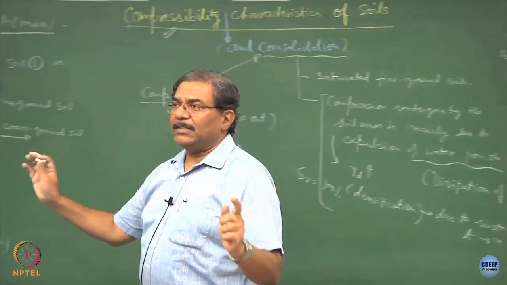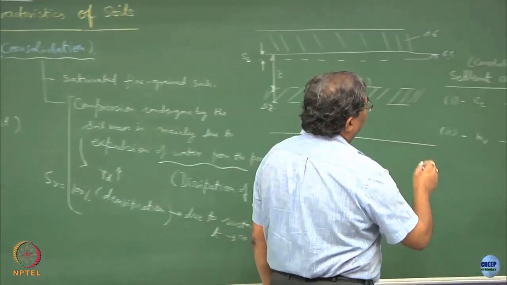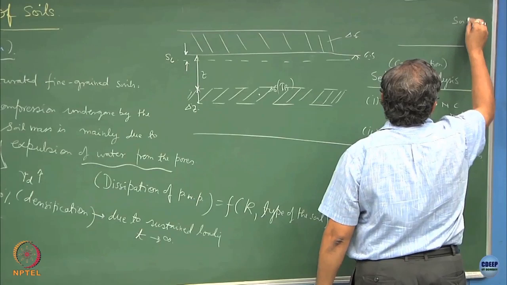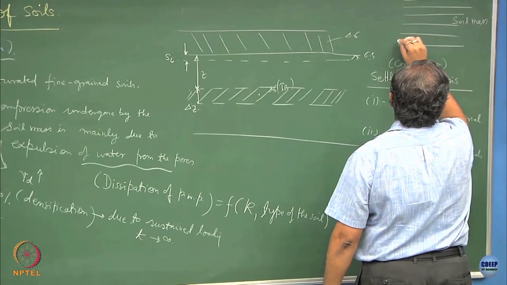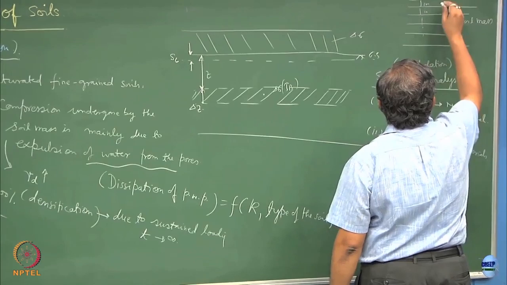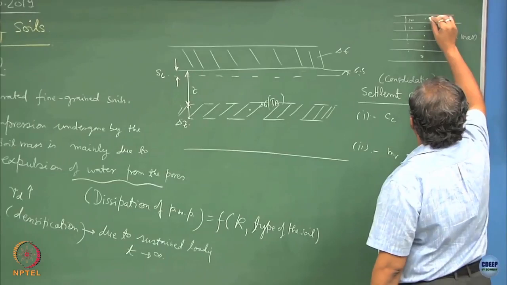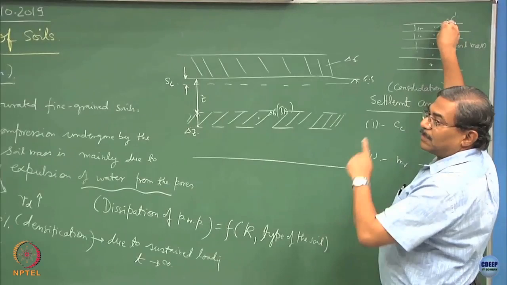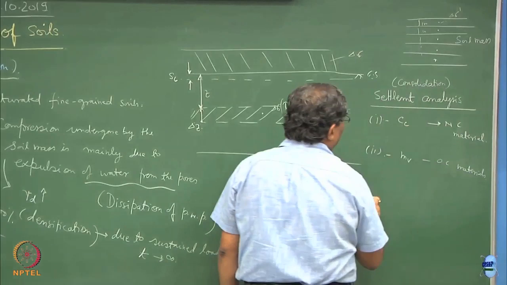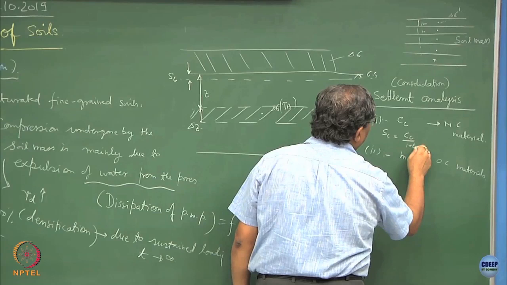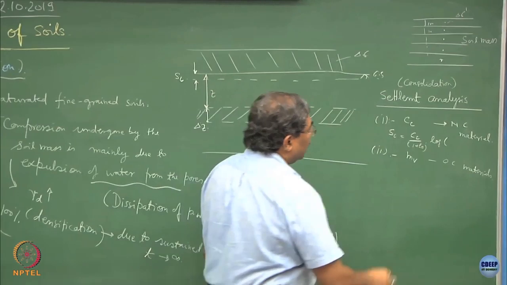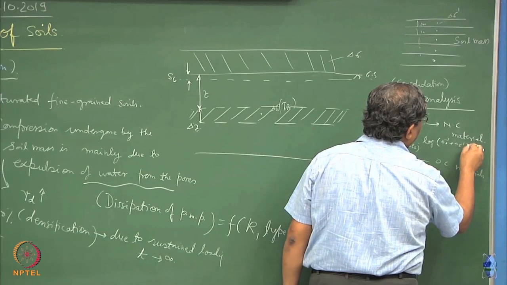So, what we do is the entire region or the soil mass is divided into small strips, normally of 1 meter thick, and at the center of these strips we compute delta sigma prime, and this delta sigma prime is going to cause the settlement of the system. So, if Cc is known, the Sc can be written as Cc over 1 plus e naught into log of (sigma naught prime plus delta sigma prime) over sigma naught prime.